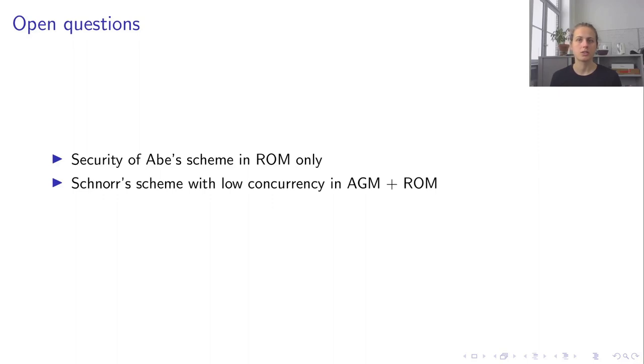It leaves the open questions of what happens to our scheme in the random oracle model only. So is there maybe a way to provide a forking proof without having to employ the AGM or the GGM? Also, it would be interesting to look into what happens to Schnorr's scheme when we have a setting with low concurrency, so not many open signing sessions at the same time, but a few, so maybe a constant amount.